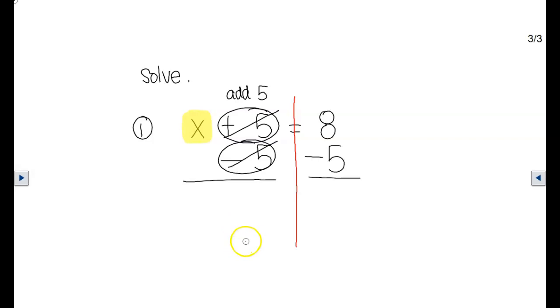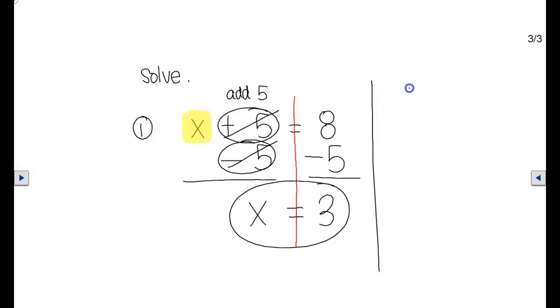So when they cancel each other out, the only thing left on this side is the x, which is what I wanted. I wanted that x to be alone. And then on this other side, here's where the answer is going to show up. 8 minus 5 is 3. So according to the work that I just did in this equation, that x should be a 3.